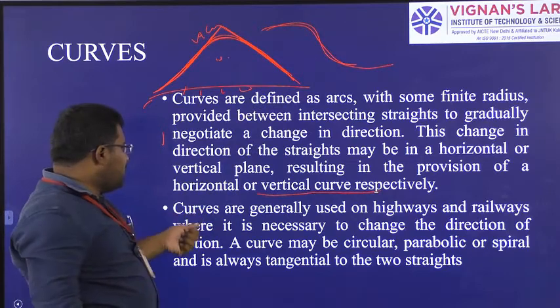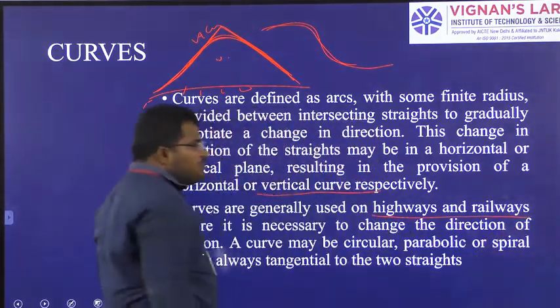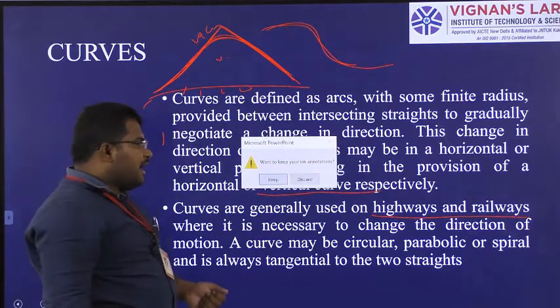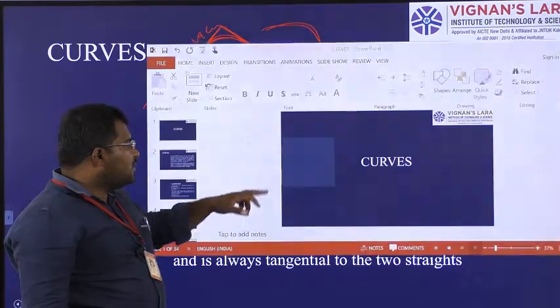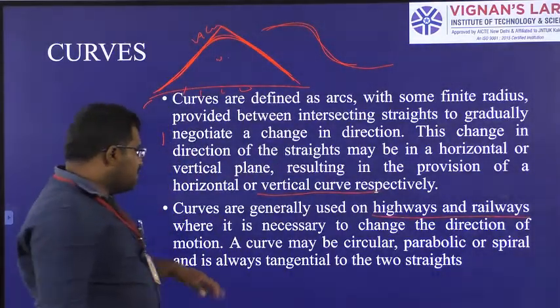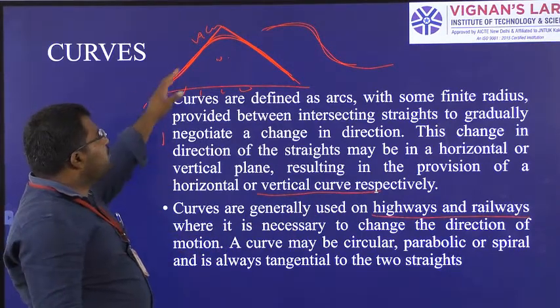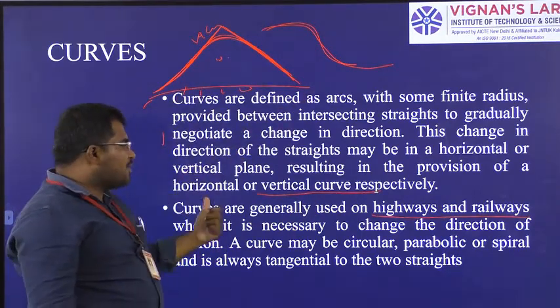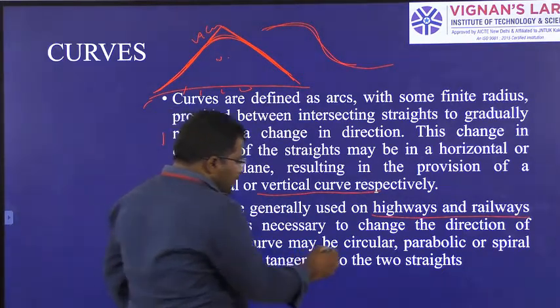Then coming to the next point, curves are generally used in the highways and railways, where it is necessary to change the direction of motion. So if you want to move from one direction to another direction, a curve should be there on the highways and railways. A curve may be of different types.